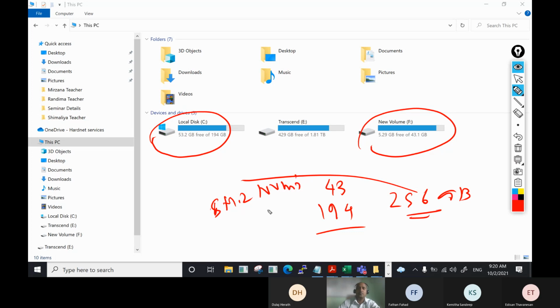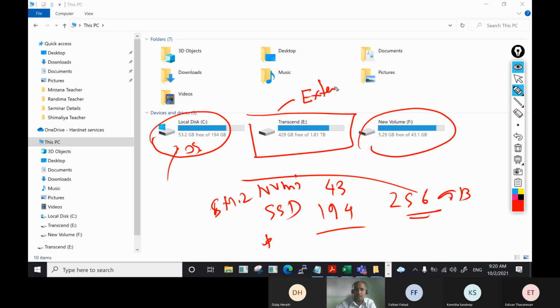I have an NVMe SSD hard disk, right? So basically I keep my OS on there. What is this? This is my external hard disk. Yeah, all my data will be here.